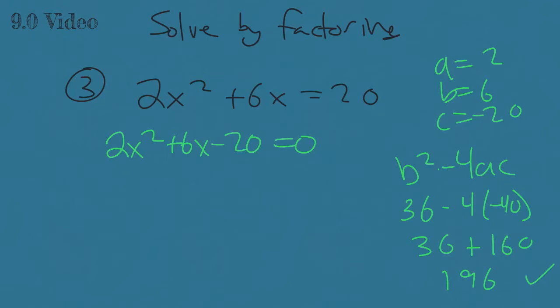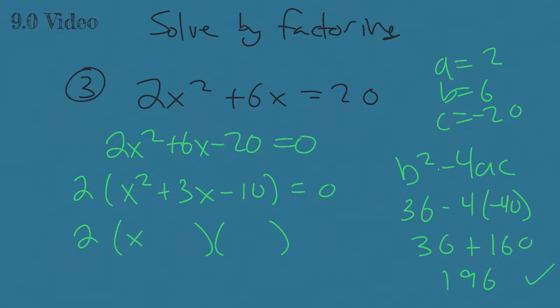Right? And what we'll notice right away is there's a GCF of 2, so I factor the GCF out. 2 times x squared plus 3x minus 10 equals 0, and then I'll break the inside down, x and x. I need to get to negative 10 and add up to positive 3, so that would be plus 5 and minus 2 equals 0. And then we take each of those factors and set them equal to 0.